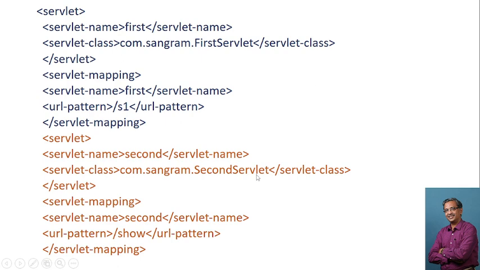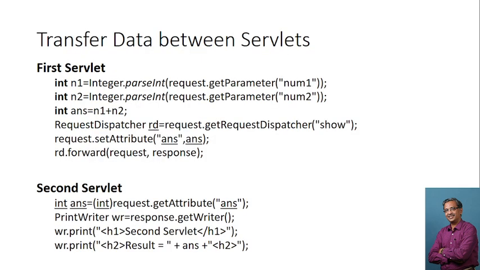And how will our second servlet class look? It will look like this. So this is our first servlet program where we are fetching the values of n1 and n2 from the user. We are adding these values into the answer, and then we are creating an object of RequestDispatcher. To transfer the value of this answer, we are using the setAttribute method of the request object. Then we are passing the parameter name and its value, and then it calls our actual servlet.